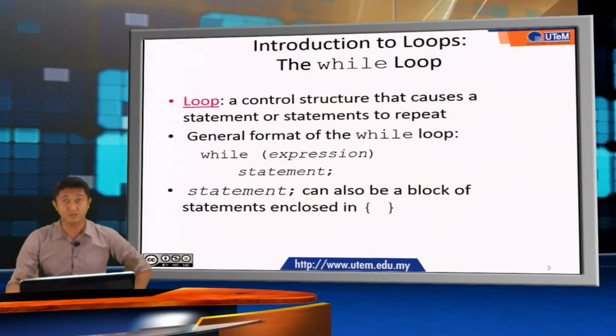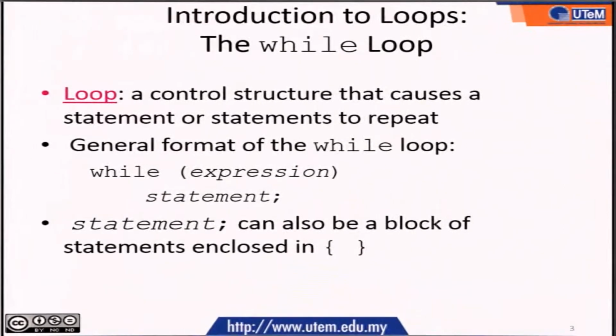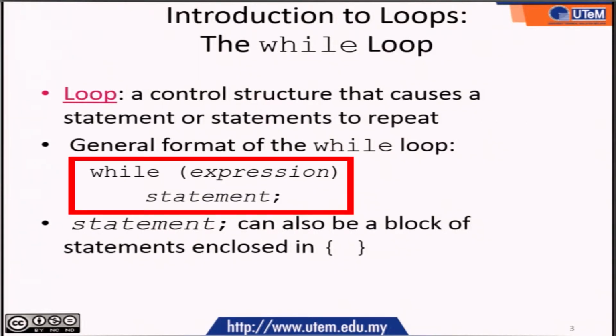Let's look at the while loop, but before that, what is a loop? Basically, a loop is a control structure that causes statements to execute repeatedly. In C++, a while loop can be written starting with the statement while, followed by the expression on the condition in the brackets, then followed by the statement. If the statement to be repeated is more than a single line, it must be enclosed by braces.